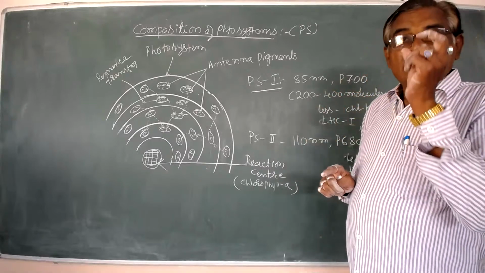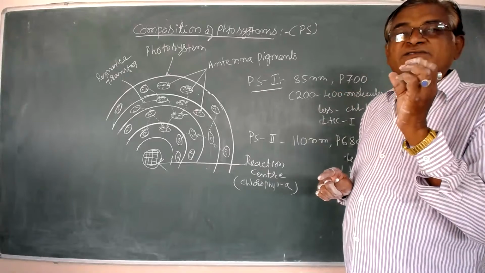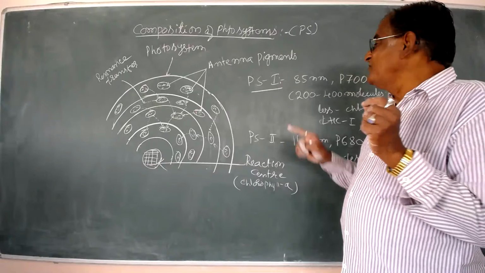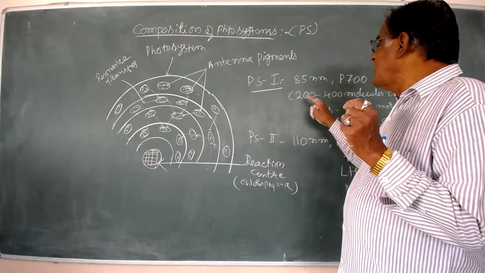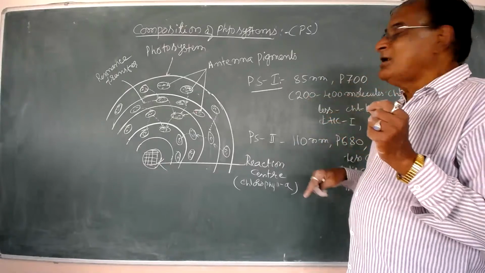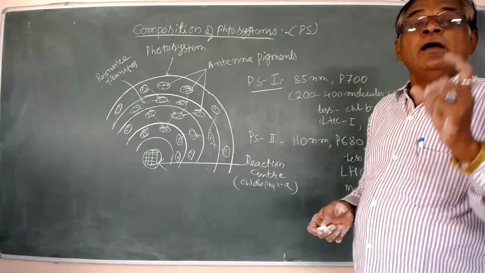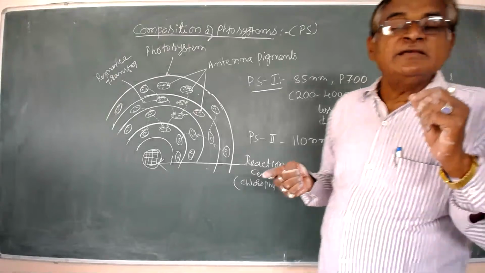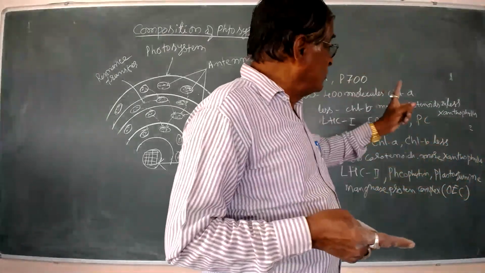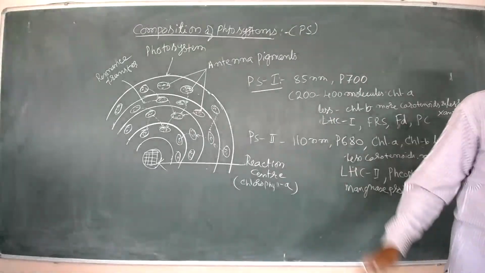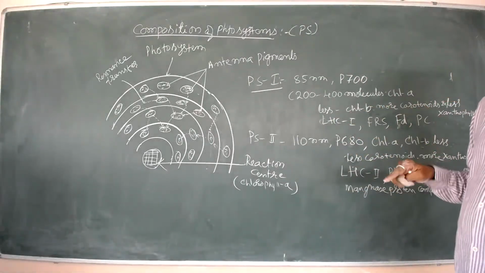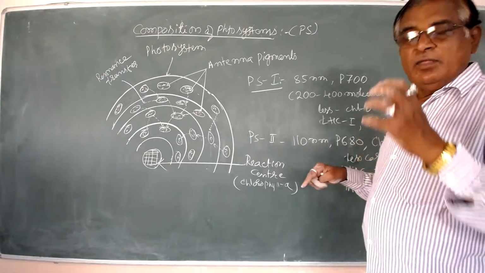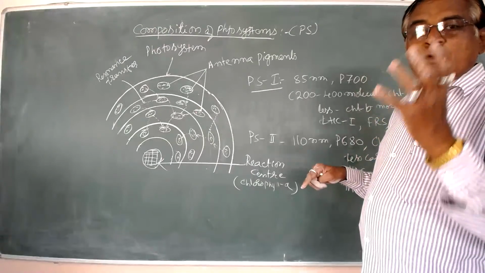Why? Because the chlorophyll a molecule absorbs at a particular wavelength in the spectra, at 700 nanometers, so it has been named P700. About 200 to 400 molecules of chlorophyll a will be there, but chlorophyll b molecules will be fewer. There are more carotenoids and fewer xanthophylls. Along with them, there are other enzymes and photosynthetic substances present in the photosystem.